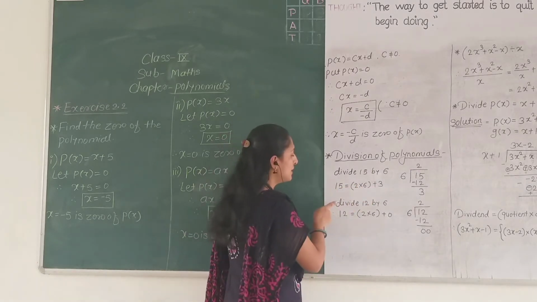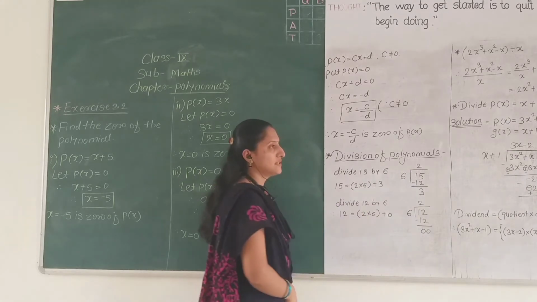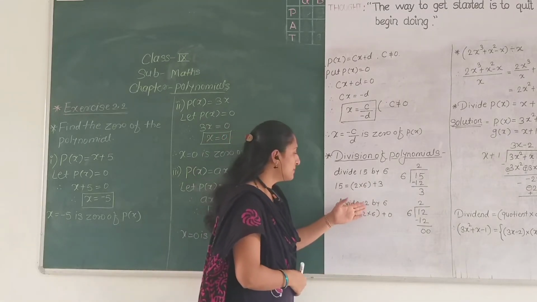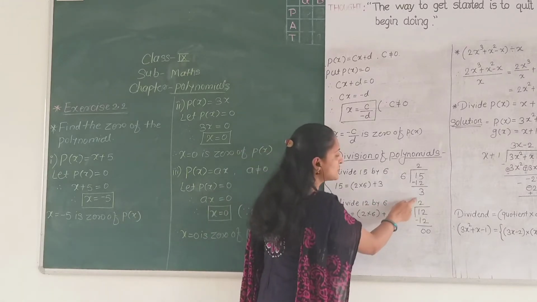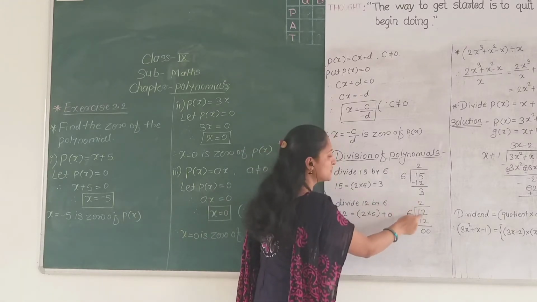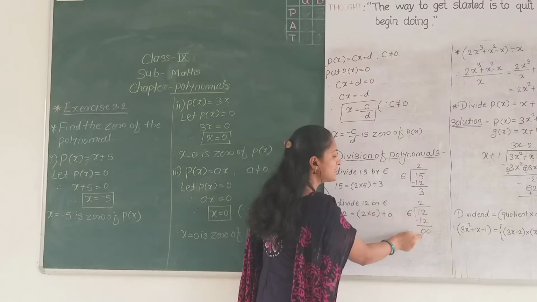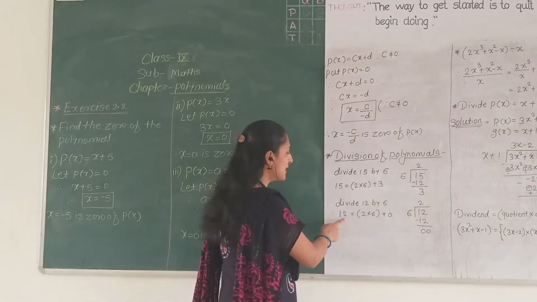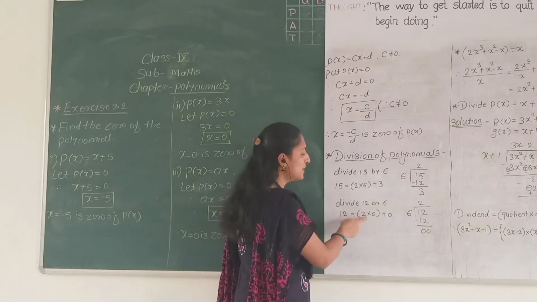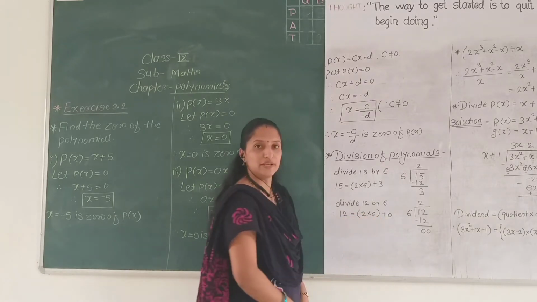Okay. Divide 12 by 6. Now whenever we divide the number 12 by 6, we get 6 twos are 12, right? And 12 minus 12 is 0. So here 0 is the remainder. So we can write 12 is equal to what? 2 into 6 plus 0.